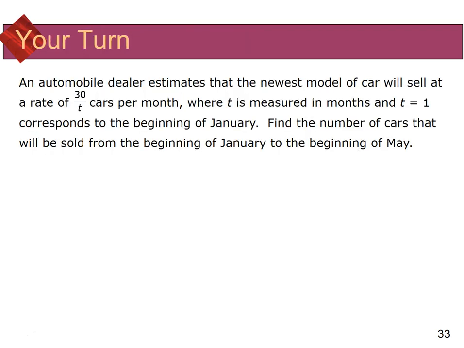Now it's your turn. An automobile dealer estimates the newest model of car will sell at a rate of 30/t cars per month, where t is measured in months and t equals 1 corresponds to the beginning of January. Find the number of cars that will be sold from the beginning of January to the beginning of May. Take a few moments and see if you can come up with the answer.